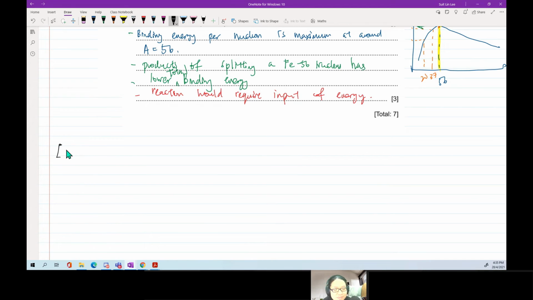Alright, so the last one, which is type 2, type 3. Okay, the first one there is graph. Graph of radioactivity. The second type, the third type one there is calculation. Calculation of radioactivity.